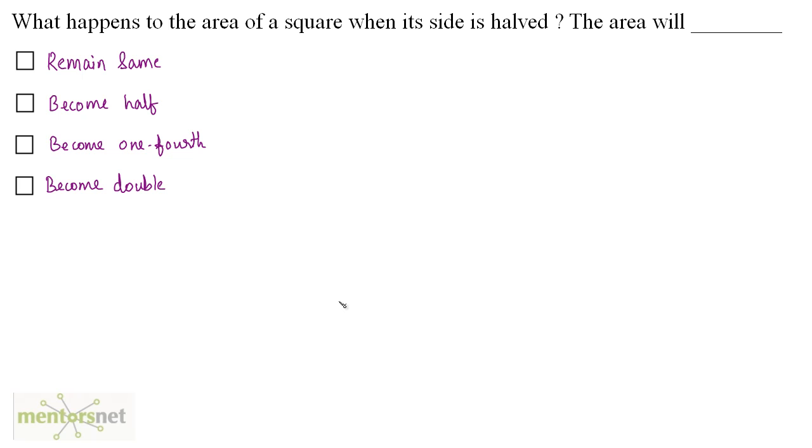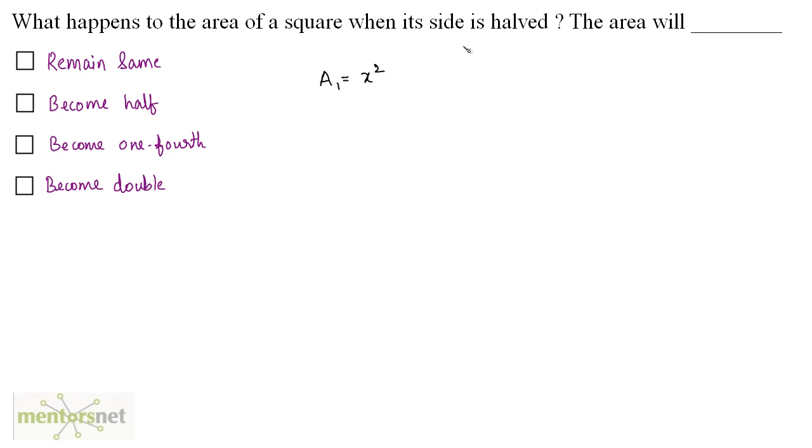What happens to an area of a square when its side is halved? Will the area remain same, become half, become 1/4, or will it become double? Let us assume that the side of this square is x. So the area, let us say A1, will be equal to x square.